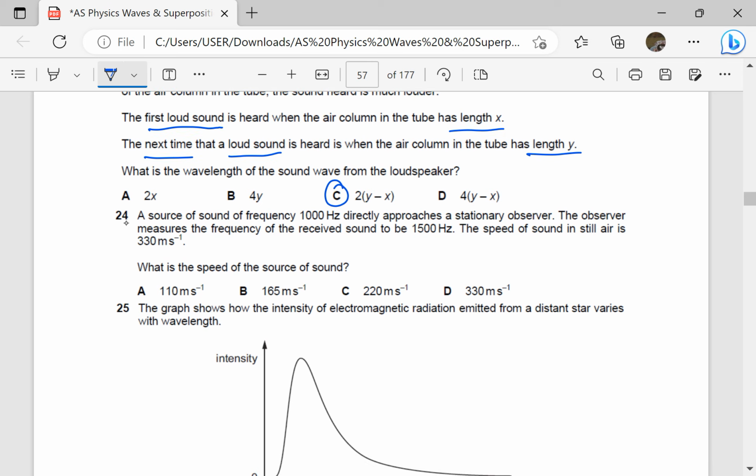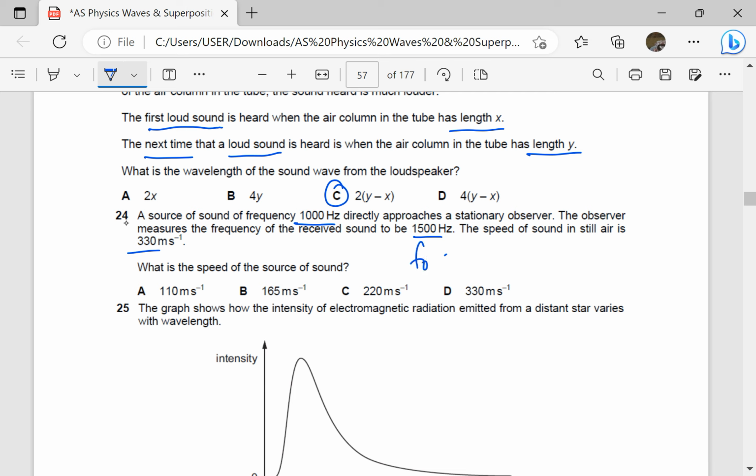A source of sound of frequency 1000 Hz directly approaches a stationary observer. The observer measures the frequency of the received sound to be 1500 Hz. The speed of sound in still air is 330 m/s. What is the speed of the source of sound?